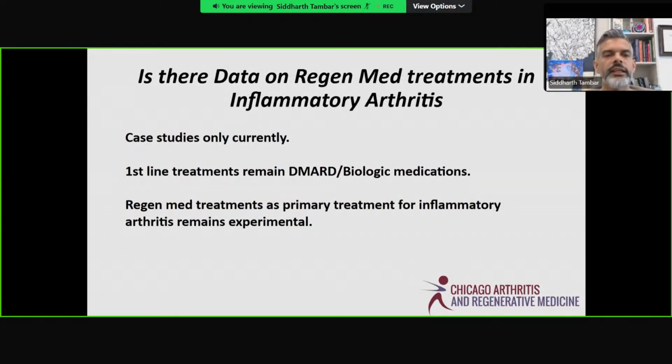You need to understand what the data is for regen med treatments in inflammatory arthritis. It's very limited currently. There are case studies showing some benefit. There are animal studies showing benefit. In humans, there are only case studies right now.